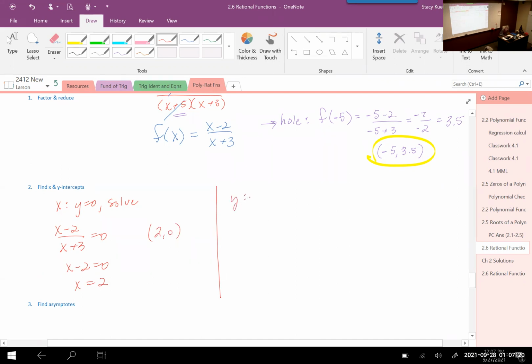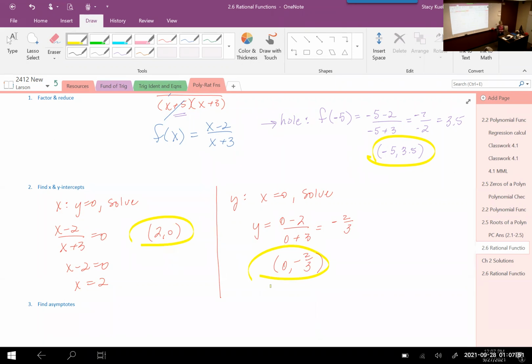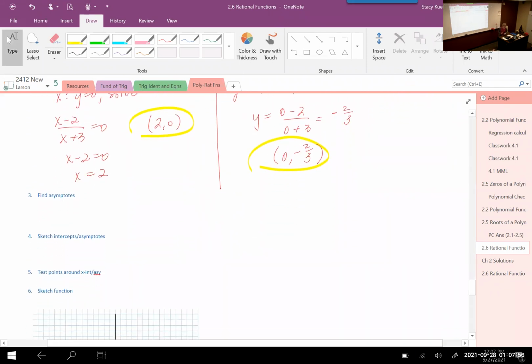To find the y-intercept, we let x be equal to 0 and we solve. So 0 minus 2 over 0 plus 3 would be -2/3. So I have a y-intercept occurring at (0, -2/3). Everybody good with the y-intercepts and the x-intercepts? Okay, now let's find the asymptotes.